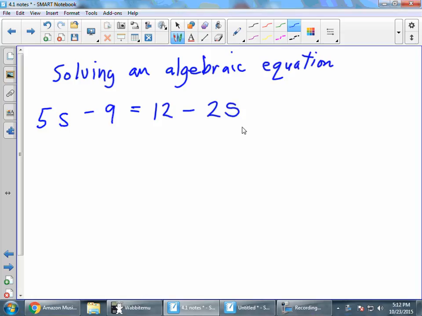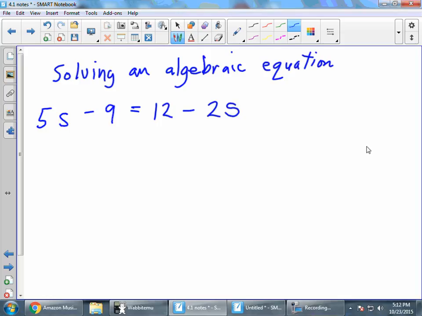To solve this, we want to group like terms on the same side of the equal sign. So I know that negative 2s and 5s are like terms because they both contain the s variable. And I know that negative 9 and 12 are like terms because they only contain integers, no variables.